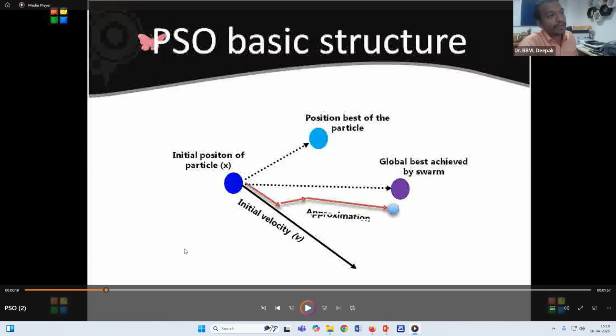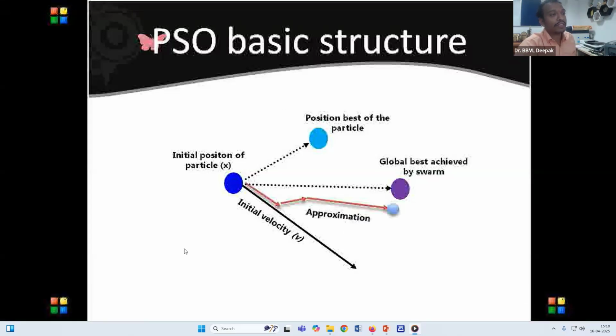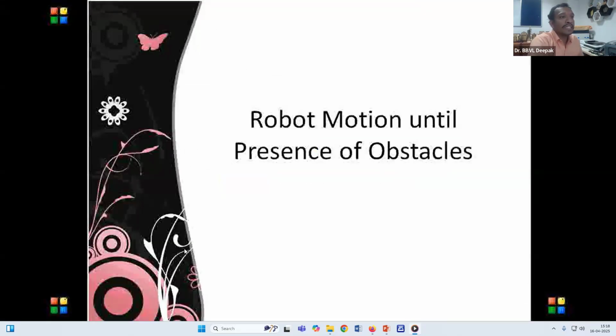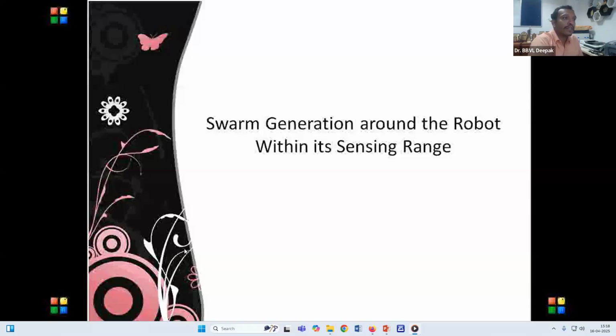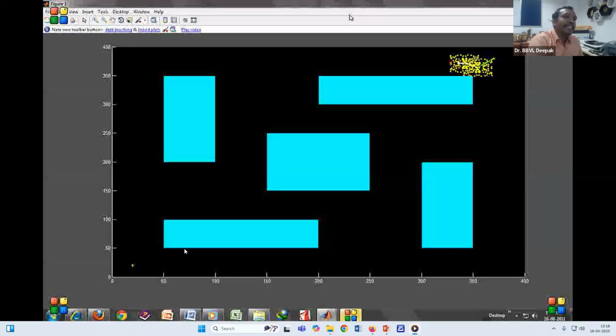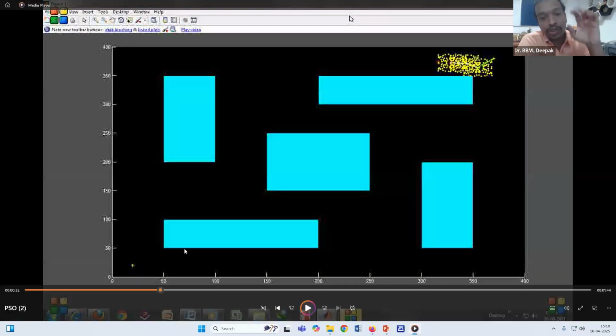The same concept we are applying here. Now the robot is in motion in the presence of obstacles, and it is moving towards the goal. Then it senses a certain obstacle in front of it, and then it creates a swarm.